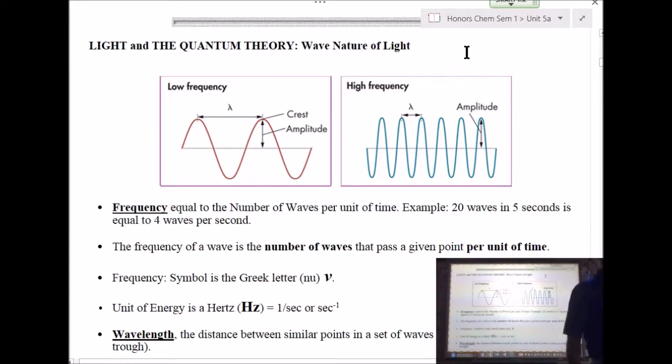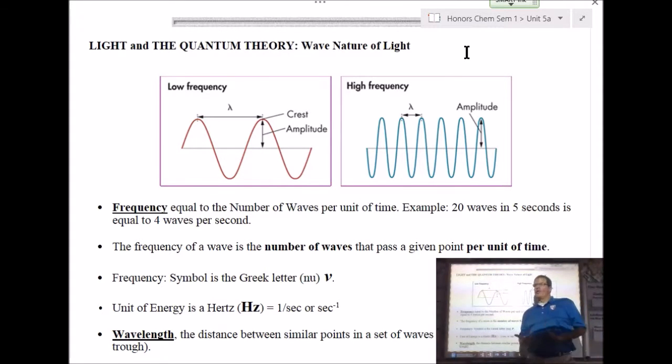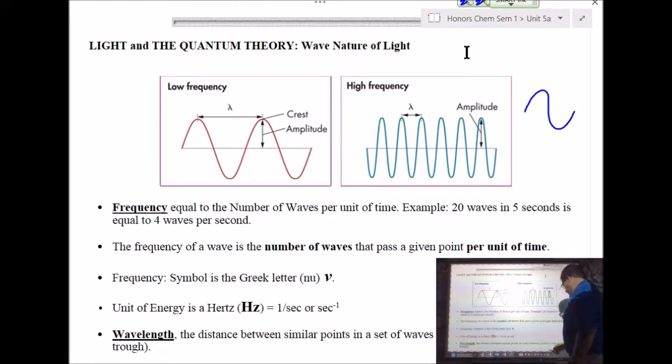How do you determine the middle one? The middle, it will be given to you. But generally, if I had a wave, I'd kind of eyeball it and say, that looks like about the middle.